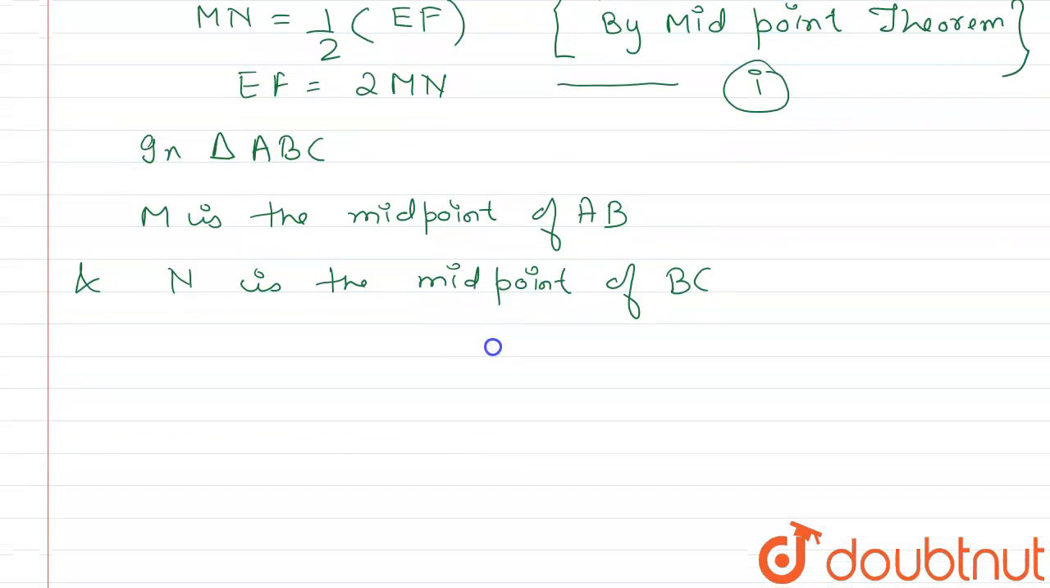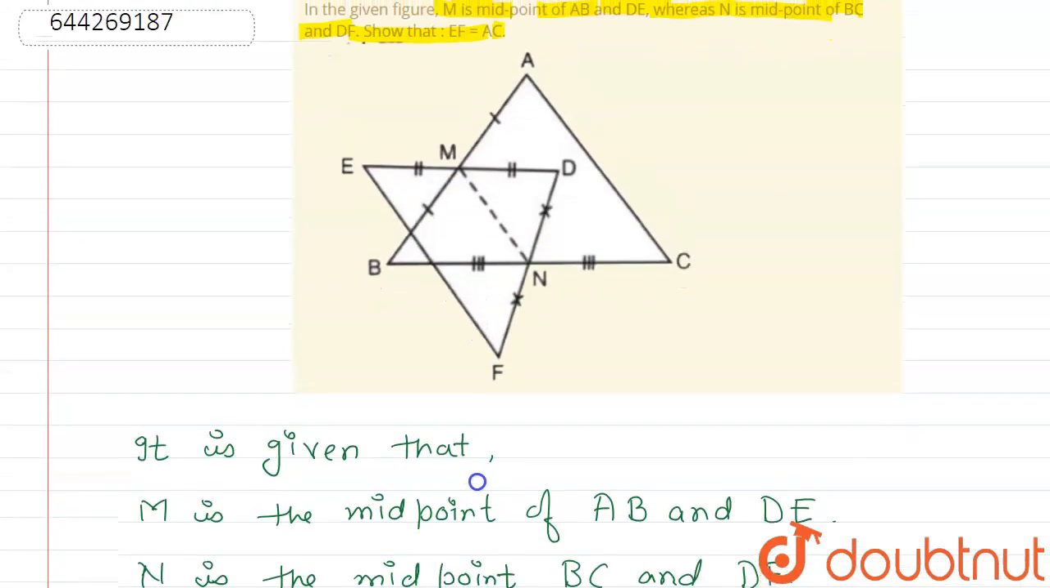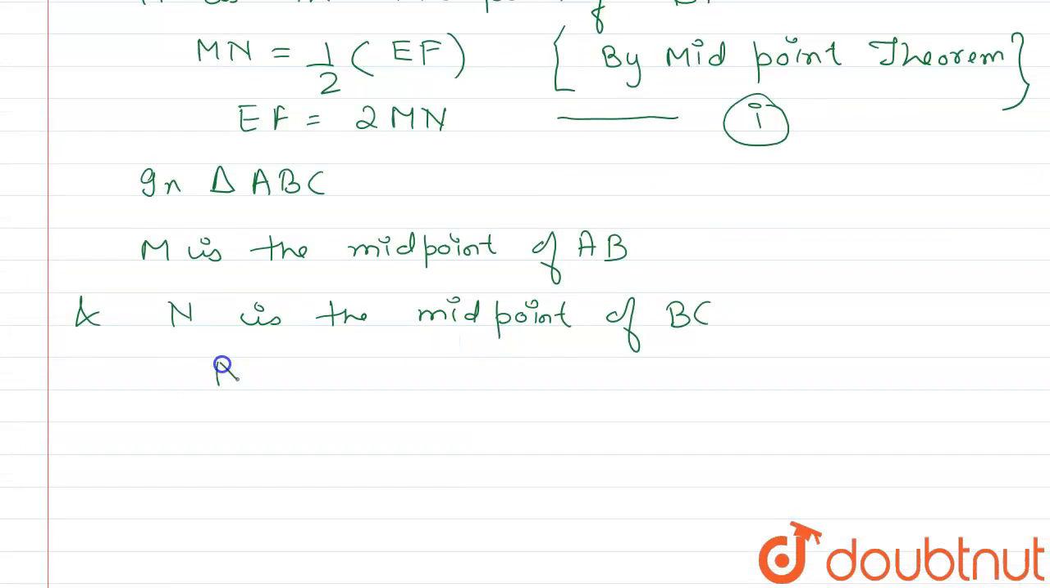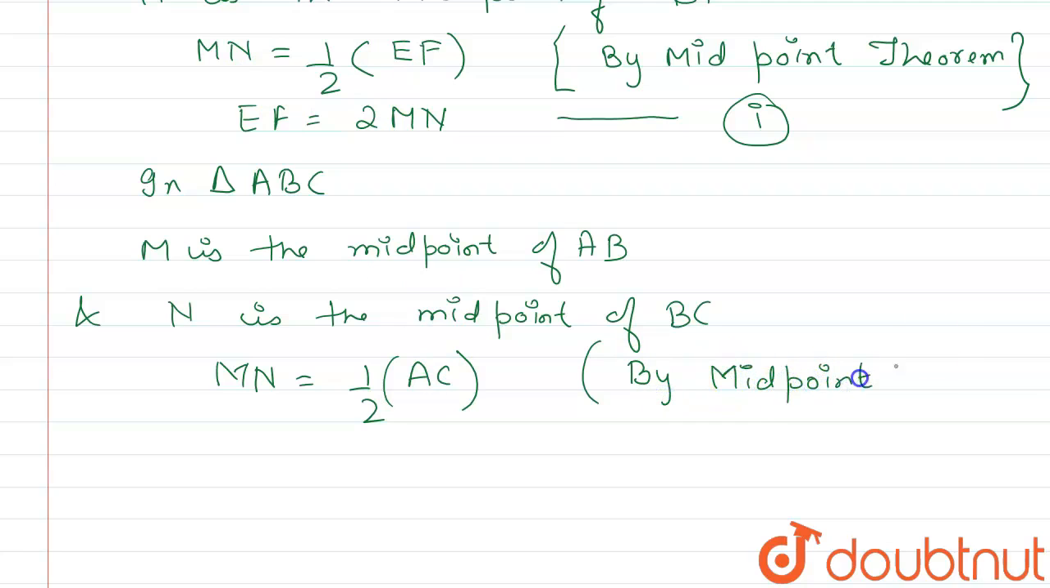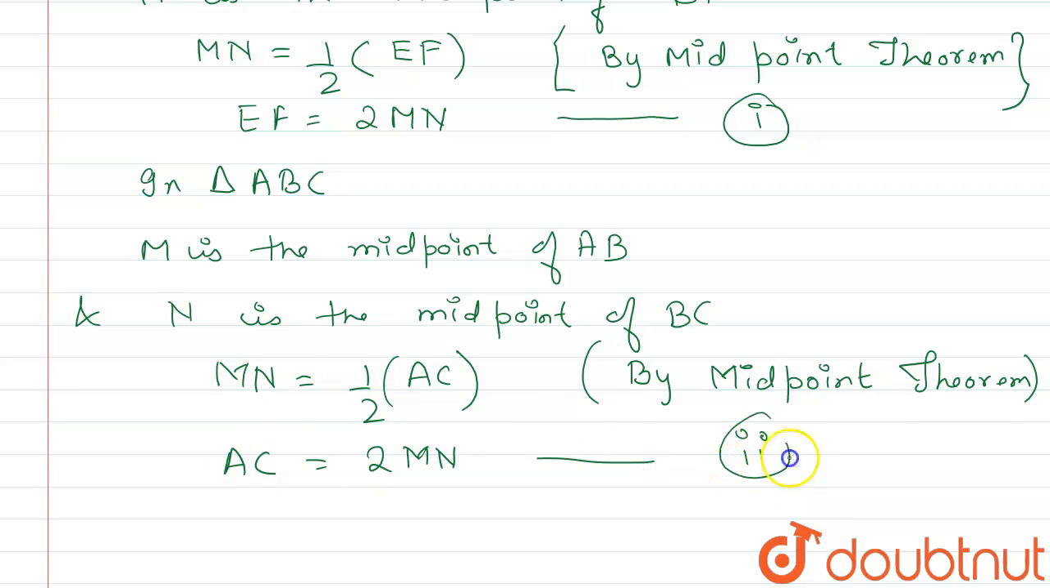So now we say that MN is equal to half of AC by the midpoint theorem. So we may write AC is equal to 2MN. Suppose this is equation second.